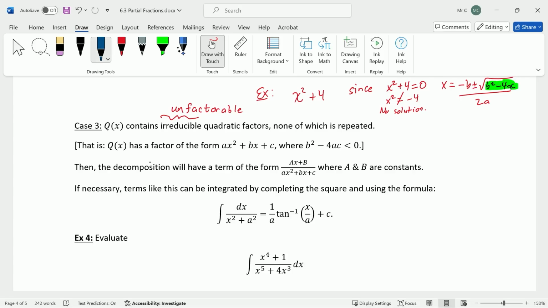If we have an irreducible quadratic factor that is not repeated, then the decomposition will have a term of the form Ax plus B over little a x squared plus little b x plus little c, where capital A and B are constants. So in essence, if we have an irreducible quadratic in the denominator, then we should have a linear expression in the numerator.